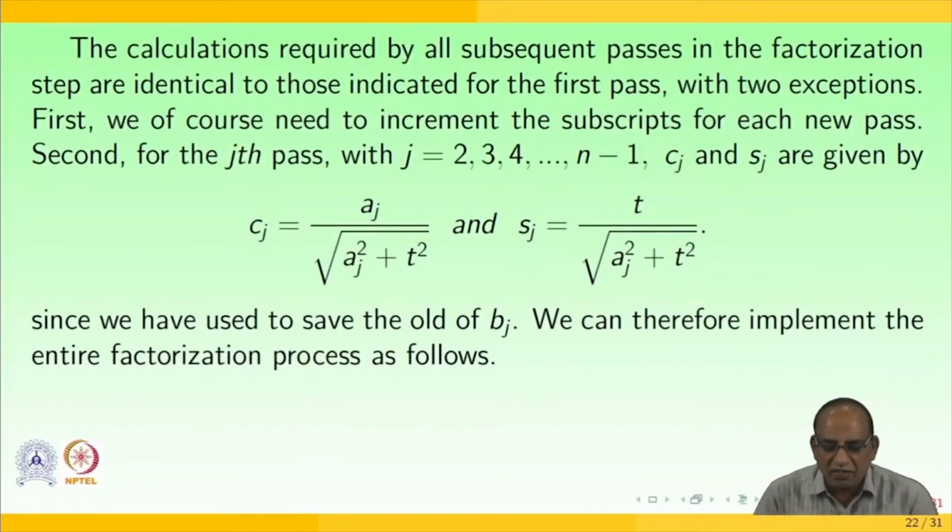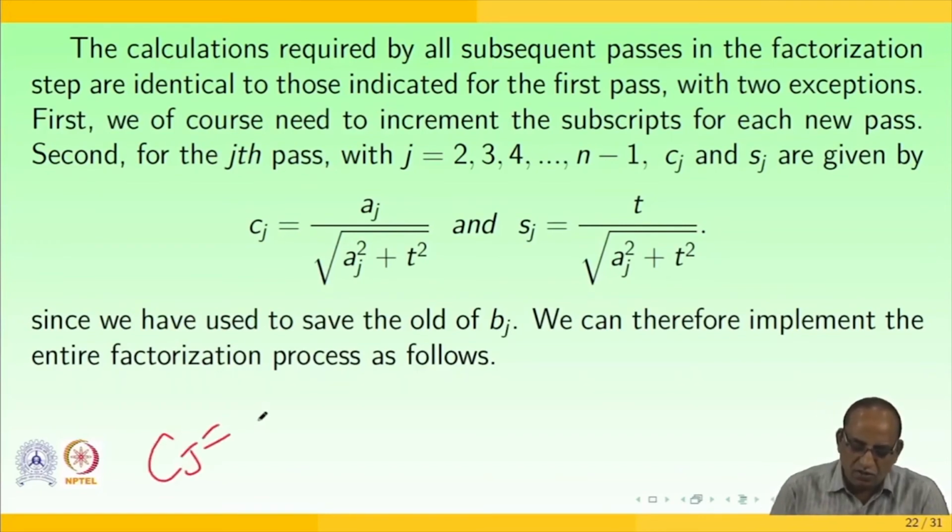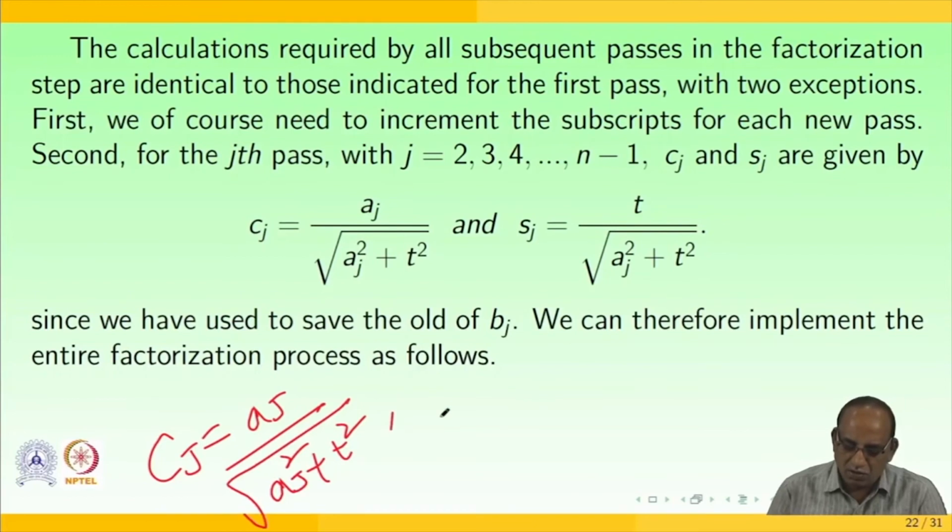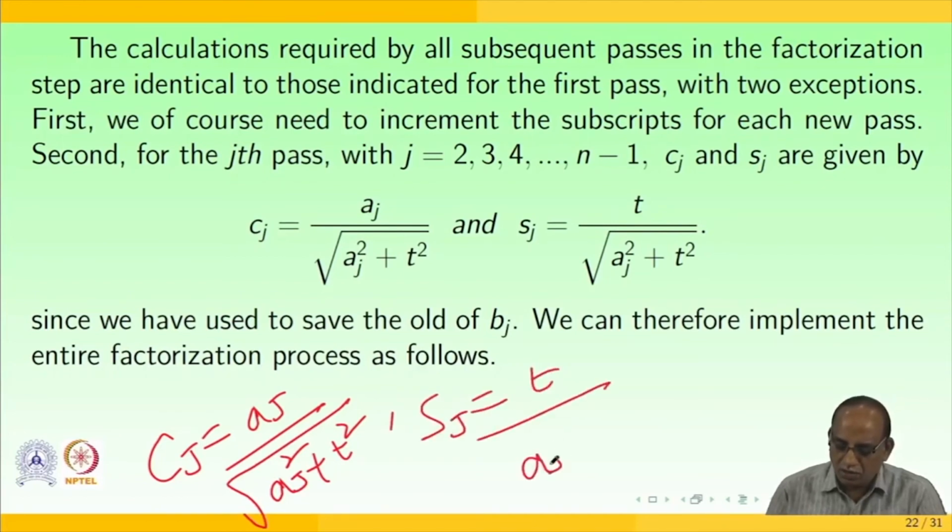The calculations required by all subsequent passes in the factorization step are identical to those indicated for the first pass, with two exceptions. First, we of course need to increment the subscripts for each new pass. So you would have Cj equal to Aj upon the square root of Aj squared plus t squared, and Sj equal to t upon the square root of Aj squared plus t squared.